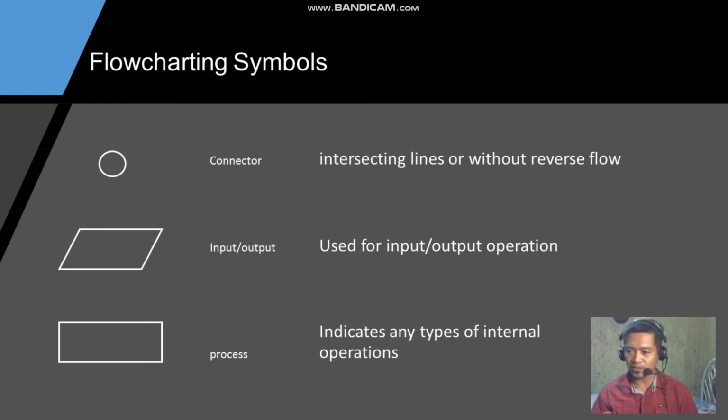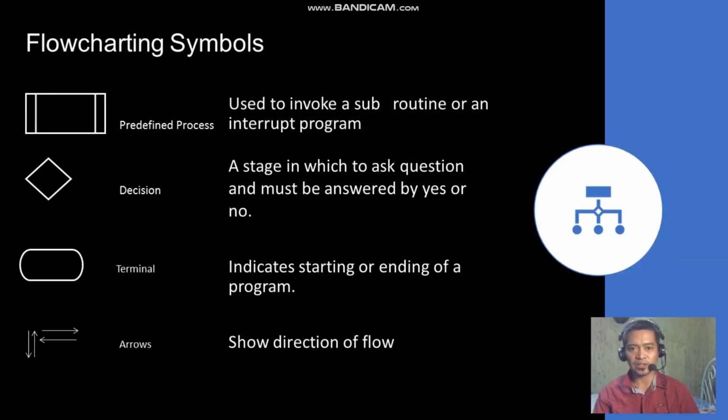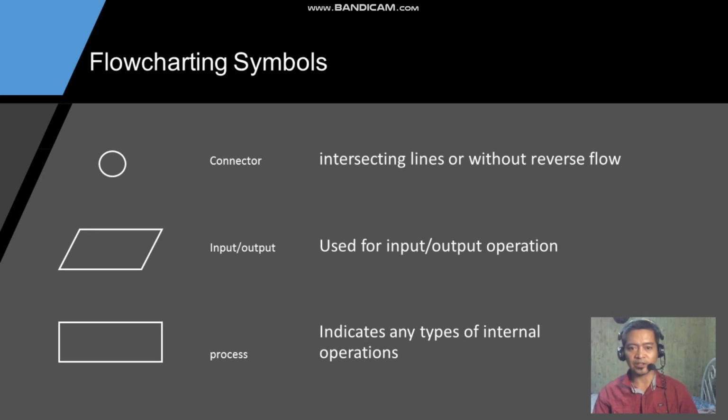So manipulation, calculations, and any logical operations are here. We are processing the encoded data or raw data. It is a rectangle. The input-output is slanted, a rectangle or parallelogram, slanted like this. That is where we put the input and output that we need.